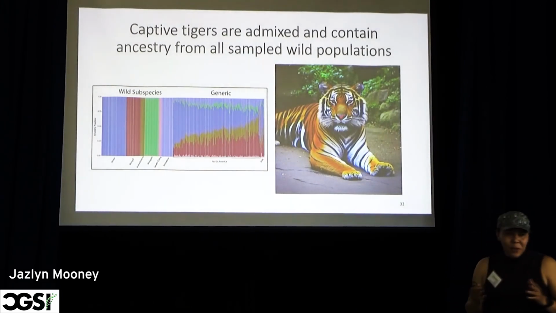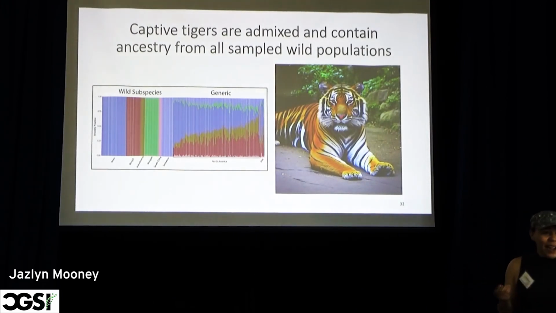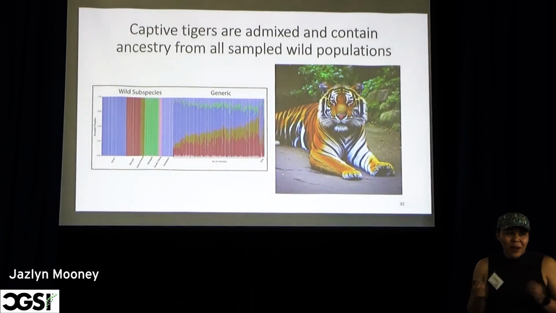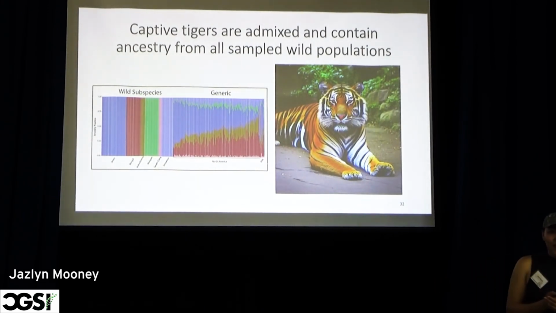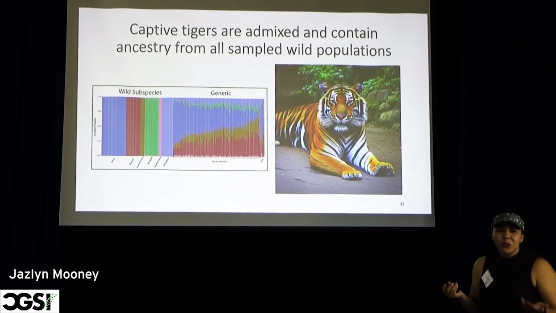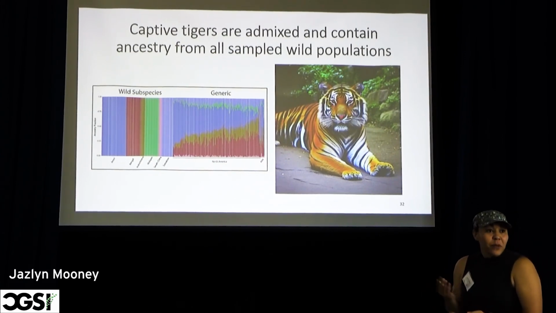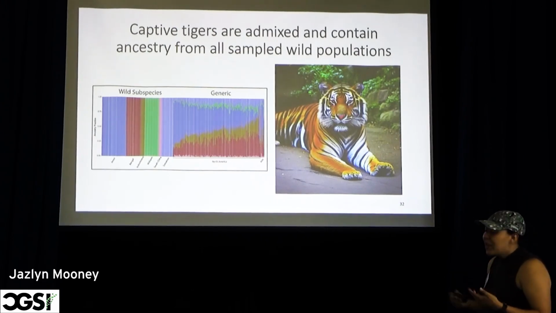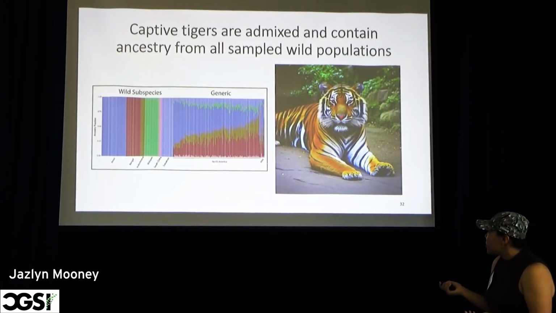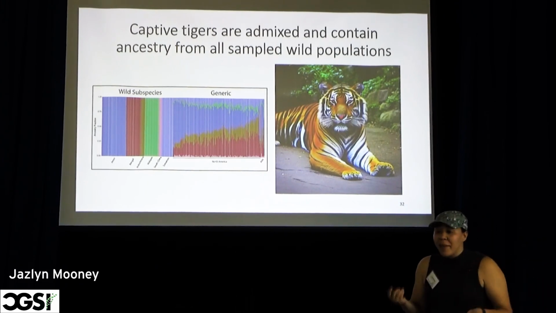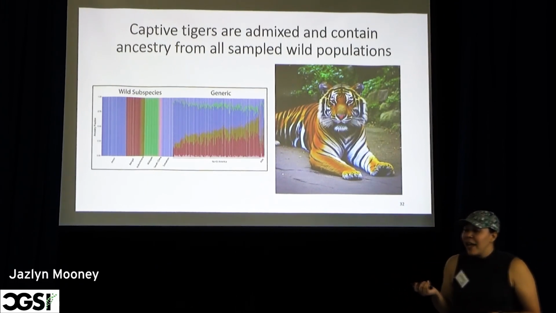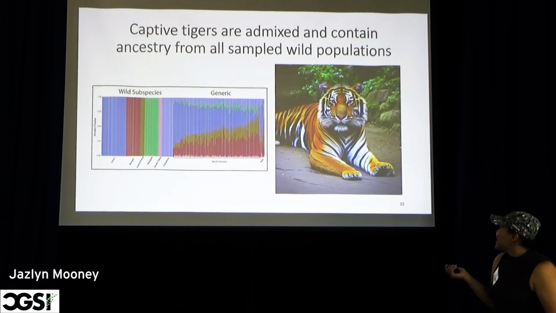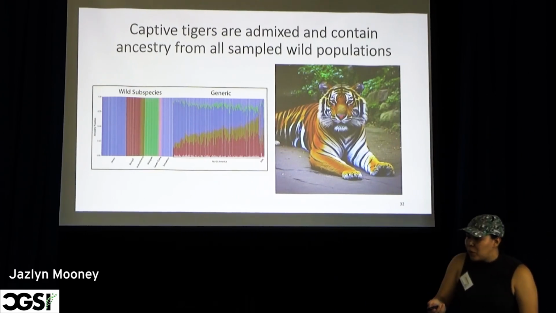Can anyone guess why there'd be a lot of Bengal tiger ancestry in this population? Thoughts? I went to this thing as a kid, a circus. So it turns out a lot of these captive individuals are actually coming from circuses. So that's where a lot of the Bengal ancestry is coming from. So this kind of makes sense. We have a lot of Bengal ancestry, a lot of Amur ancestry, and then a mix of ancestry from other groups.